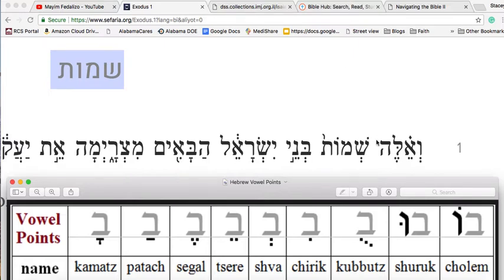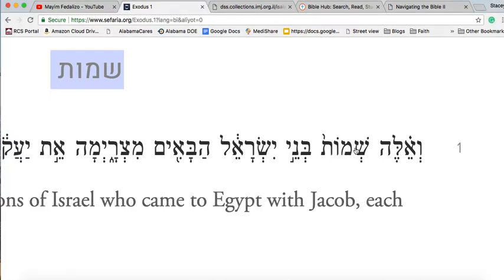So let's go back to our word. We have ve'ele, and we have shin, mem, vav with a cholam, and a tav. So let's put this all together. We have shem, ot, Shemot. Shemot. So we have ve'ele shemot. And we see this word is the same word as this up here. This is the name of the book of Exodus.